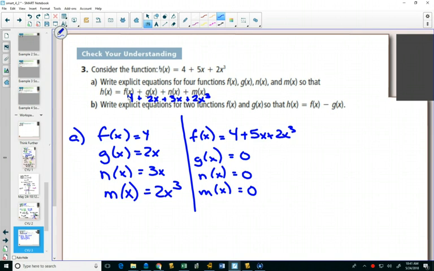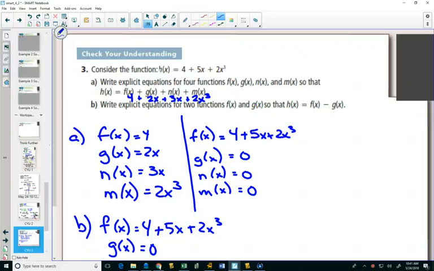Could you see that you could do the same thing in subtracting? If you made f of x exactly the same, what could you make g of x? 0. Now, there's other things you could do. You could make f of x 4 plus 5x, and then g of x would have to be negative 2x cubed. So when you subtract the negative, it becomes adding. But you have a whole bunch of different options that you could do.